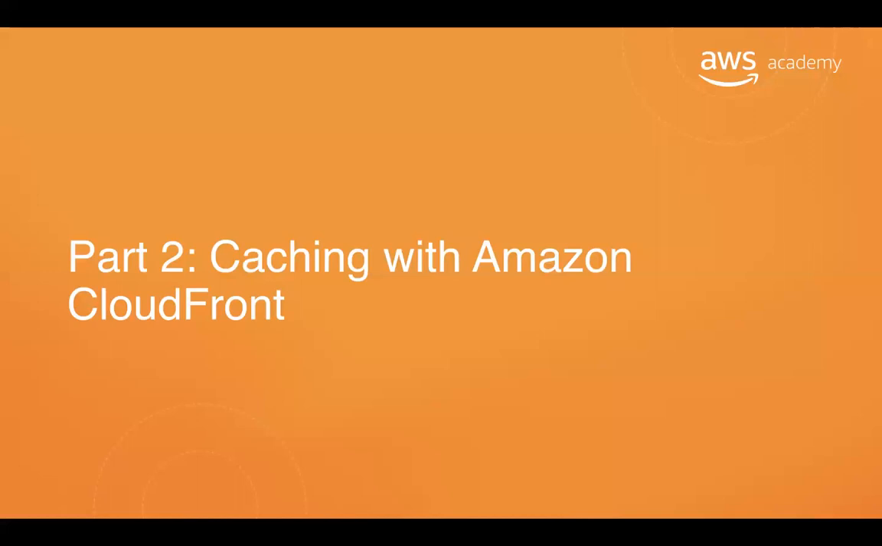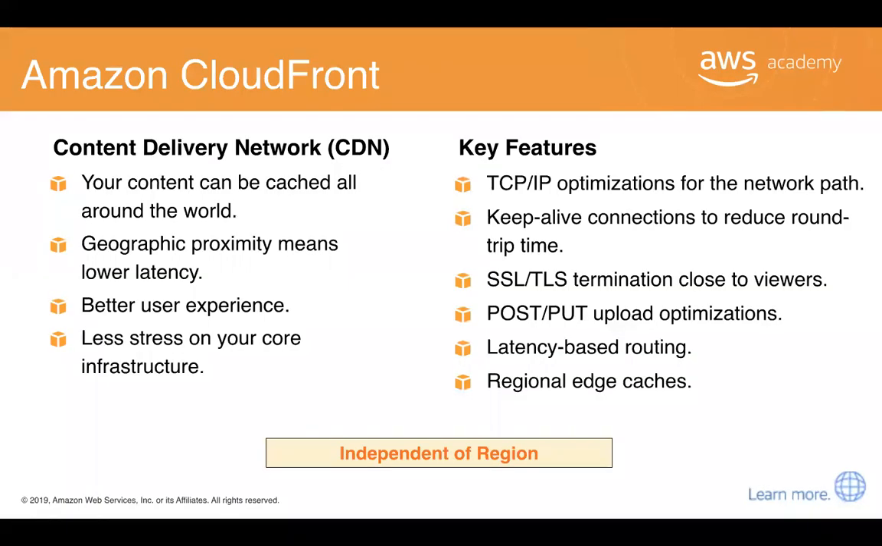Okay, let's talk now about caching with Amazon CloudFront and how this can be used to speed up that same problem we just saw, which is latency on requests from an S3 bucket. So CloudFront, as we mentioned earlier, is a CDN, or a content delivery network. Its purpose is to speed up the distribution of both static and dynamic web content to users, such as HTML, CSS, JavaScript, and image files. It delivers cached content through a worldwide network of data centers that are called edge locations. This geographic proximity means lower latency when you serve content to users. This makes it more cost-effective and faster for a better user experience, as well as putting less stress on your core infrastructure.